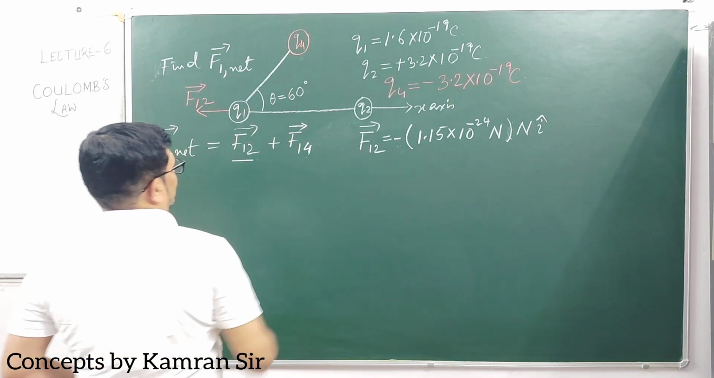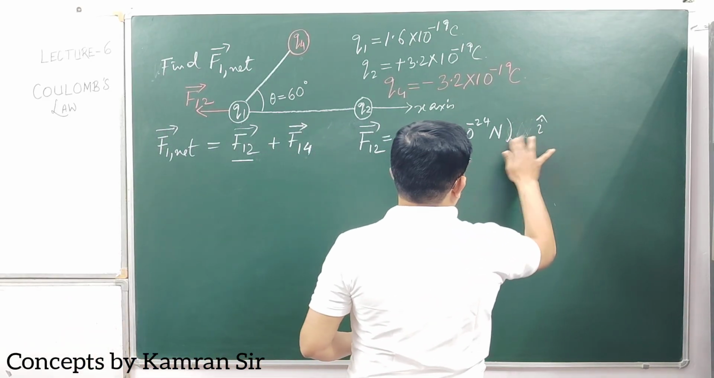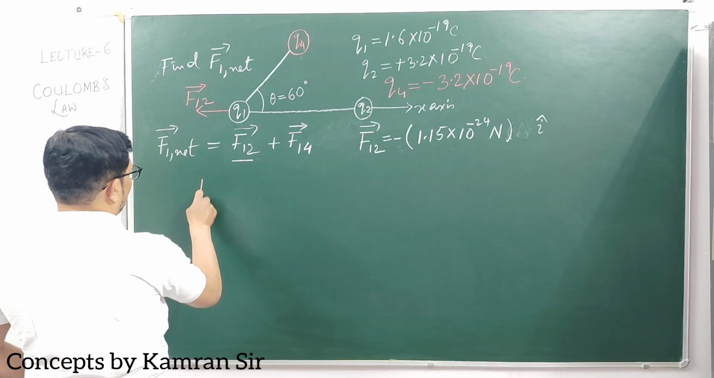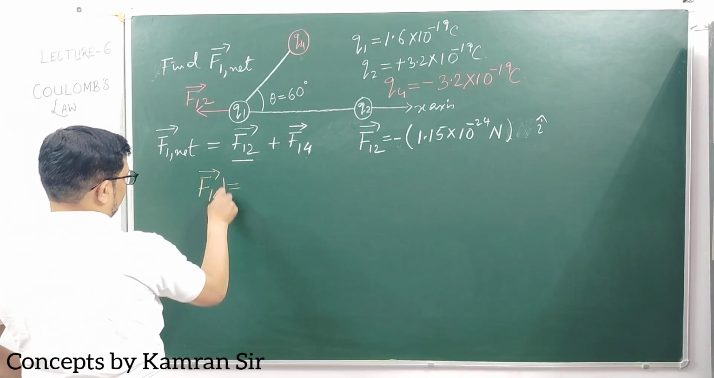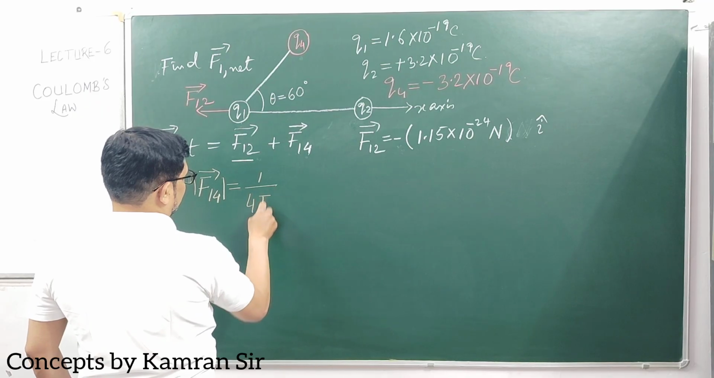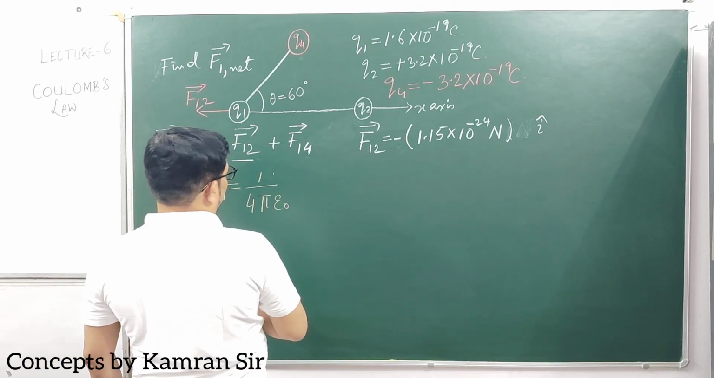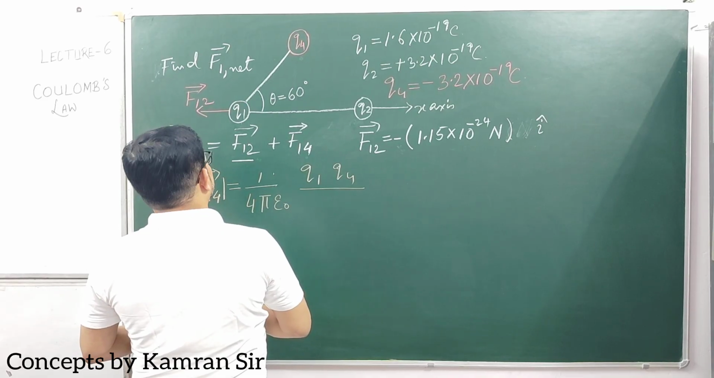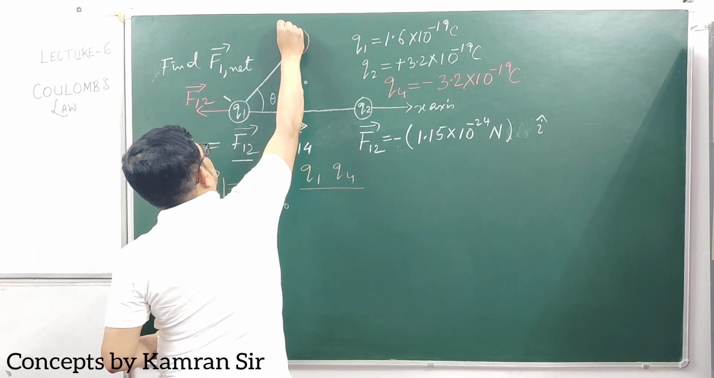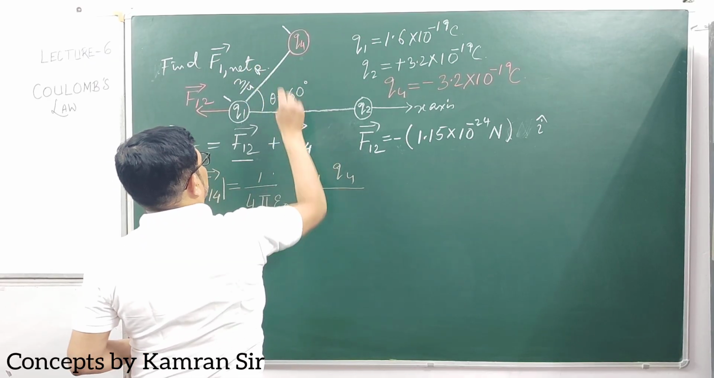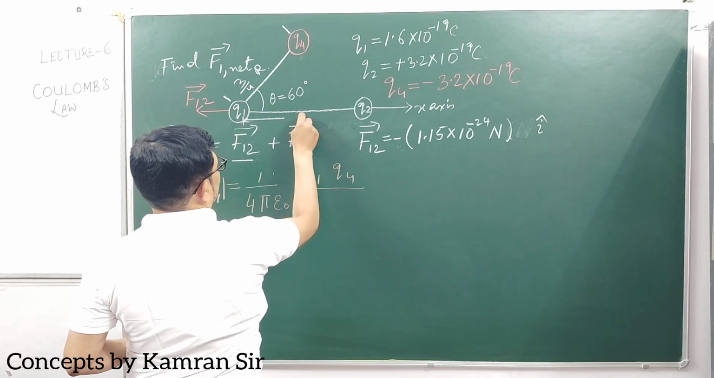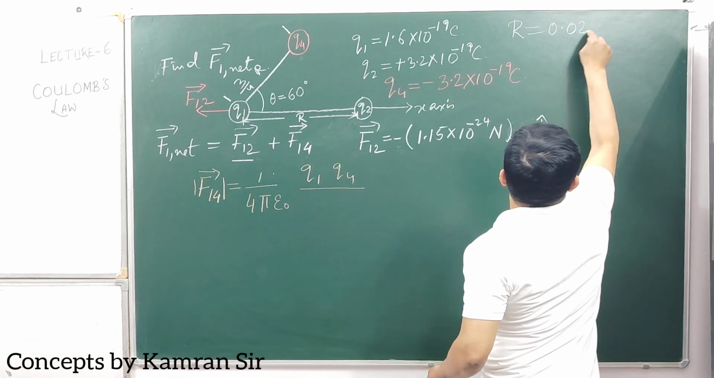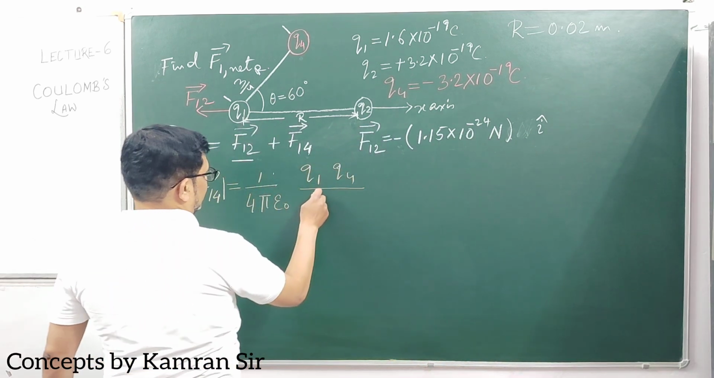and F14, that is what we are going to figure out. So this is the situation. Let's see how we approach it. If you want to find the magnitude of F14, let's place the values applying Coulomb's law. We get the magnitude is 1 over 4 pi epsilon naught times Q1 Q4 divided by the distance squared. So let's mention the distance again. This distance is 3/4 of R, and the distance between Q1 and Q2 we have taken as R, and in the last lecture, if you remember, the R value was 0.02 meters.